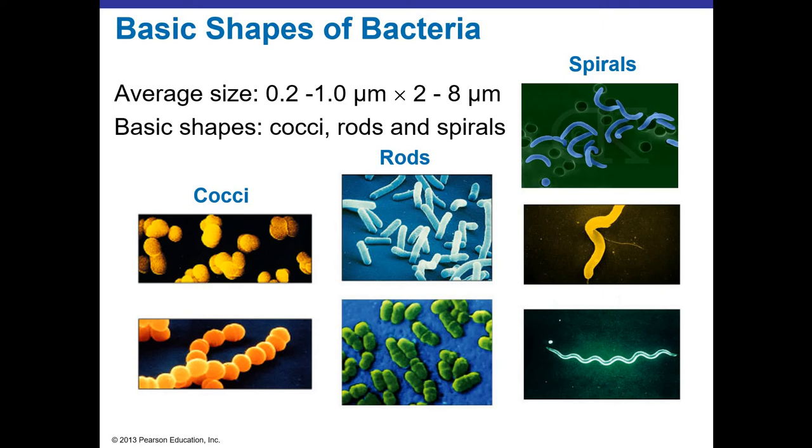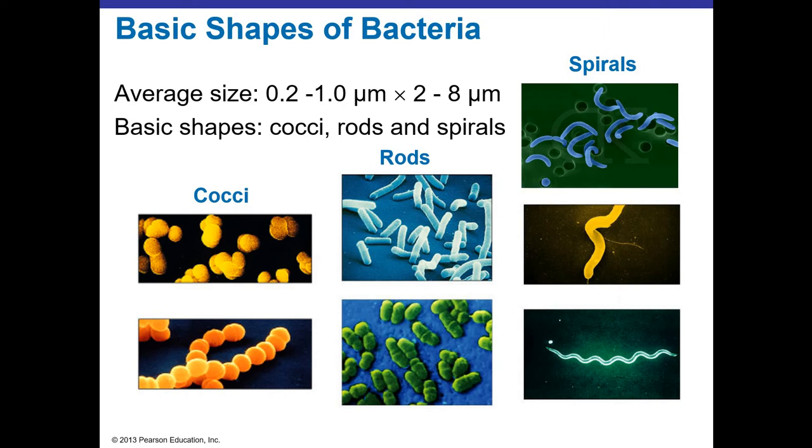Their average size is about 0.2 to 1 micron, and times that by about 2 to 8 in their length. So here we see the basic sizes and shapes. The cocci can be in clusters or in chains. The rods kind of look like little Mike and Ike candies. The green ones in the lower panel, those are coccobacilli. They can't quite make up their mind whether to be a rod or a cocci, so they look a little bit more of an oval shape.